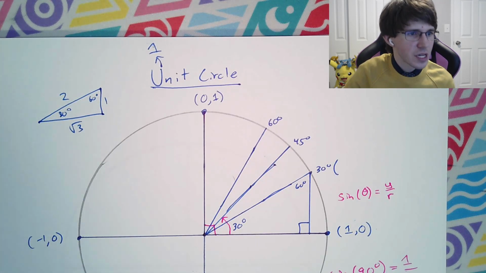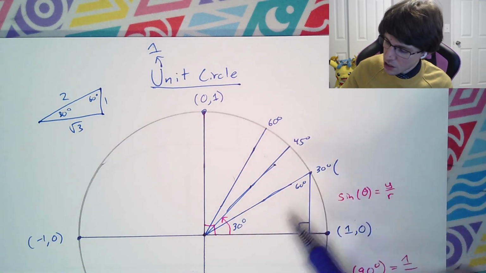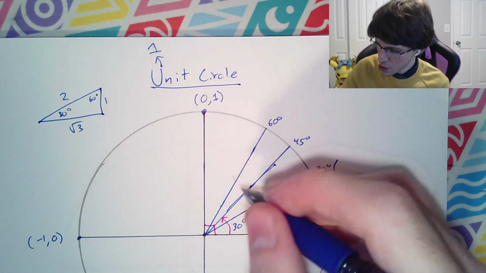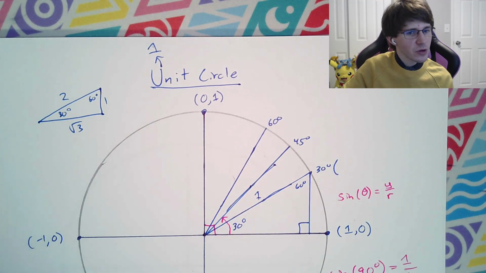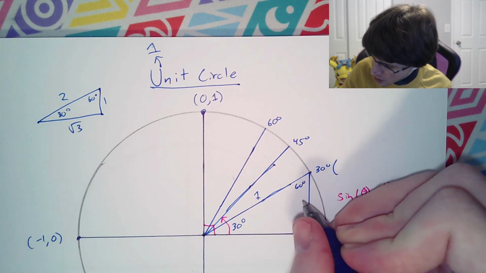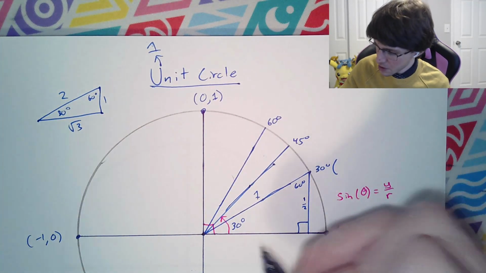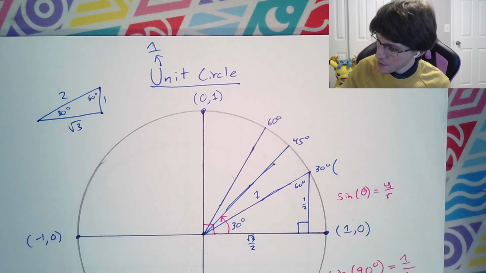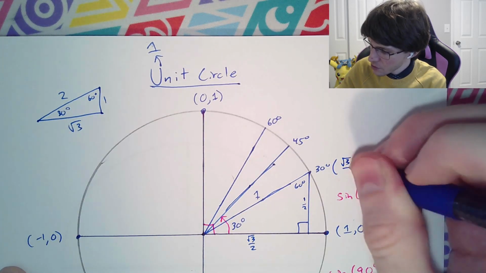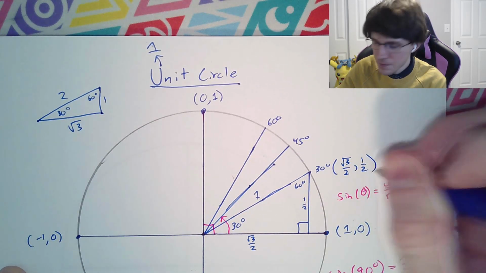You have this 30 degree, 60 degree, 1. But the question here is now our radius of this situation is 1. So using your similar triangles idea, this length right here must be 1 divided by 2, or a half, and this side over here must be square root of 3 over 2, which means we have the coordinate square root of 3 over 2, comma 1 half.